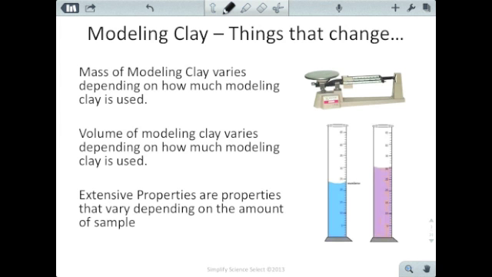Another thing that will change is the volume. The volume of the modeling clay varies depending on how much modeling clay was actually used. So when you look at the volume of the different shapes, each one of them will be different, because how much modeling clay was used to make each shape will change the volume. We call things like mass and volume extensive properties. Those are properties that vary depending on the amount of sample, of what we're actually looking at.